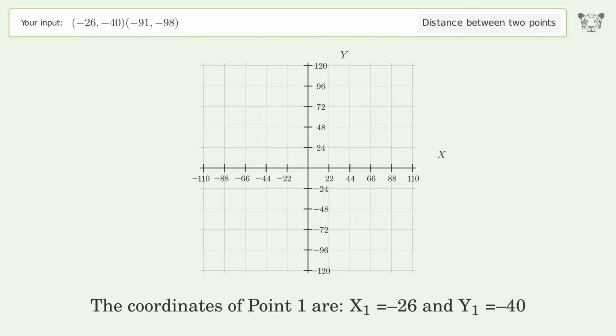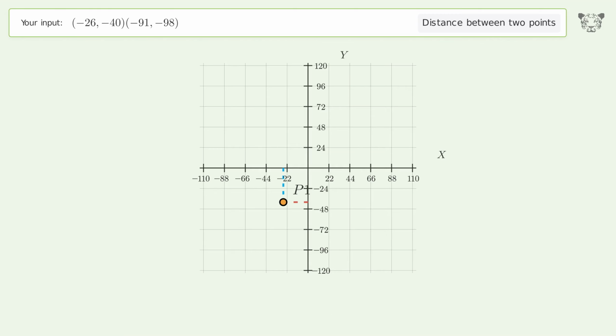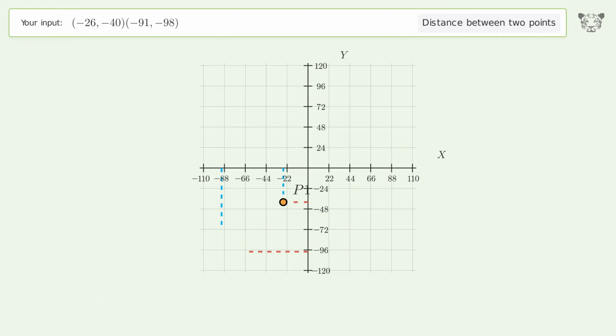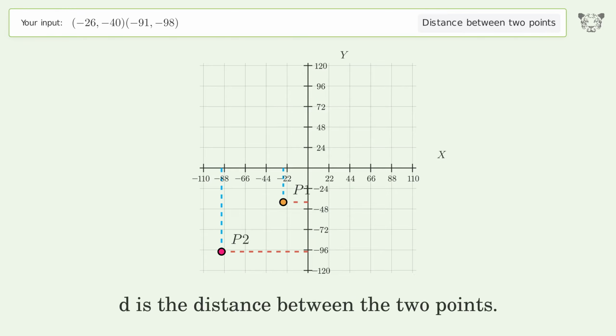The coordinates of point 1 are x1 equals -26 and y1 equals -40. The coordinates of point 2 are x2 equals -91 and y2 equals -98. D is the distance between the 2 points.